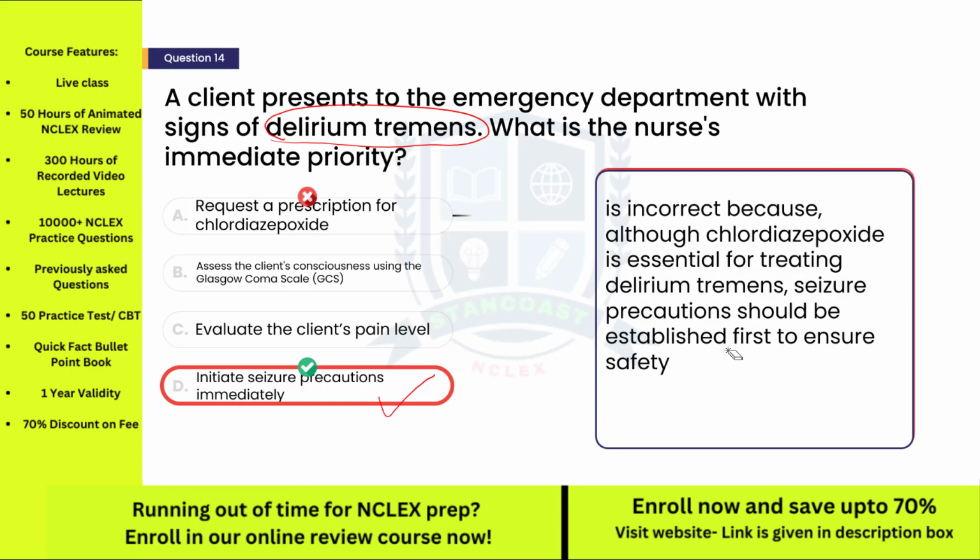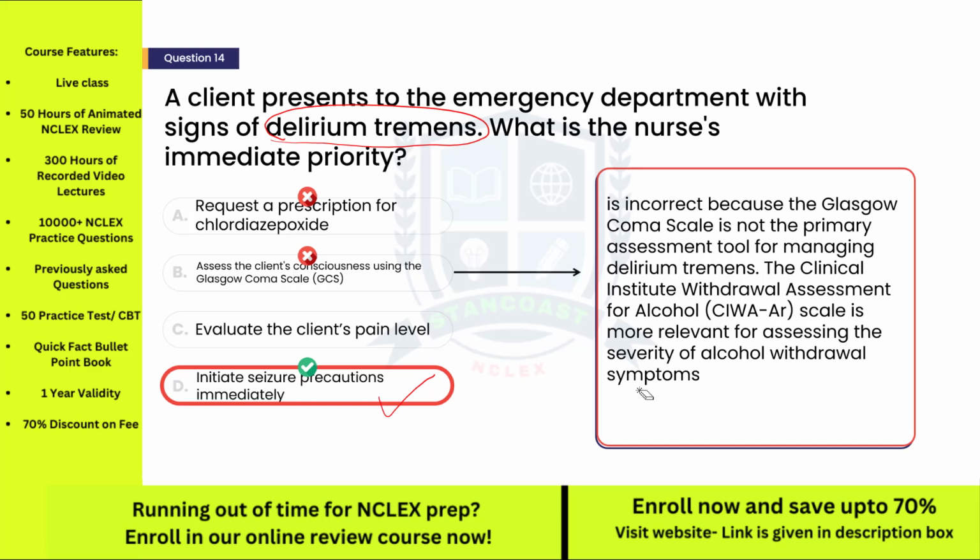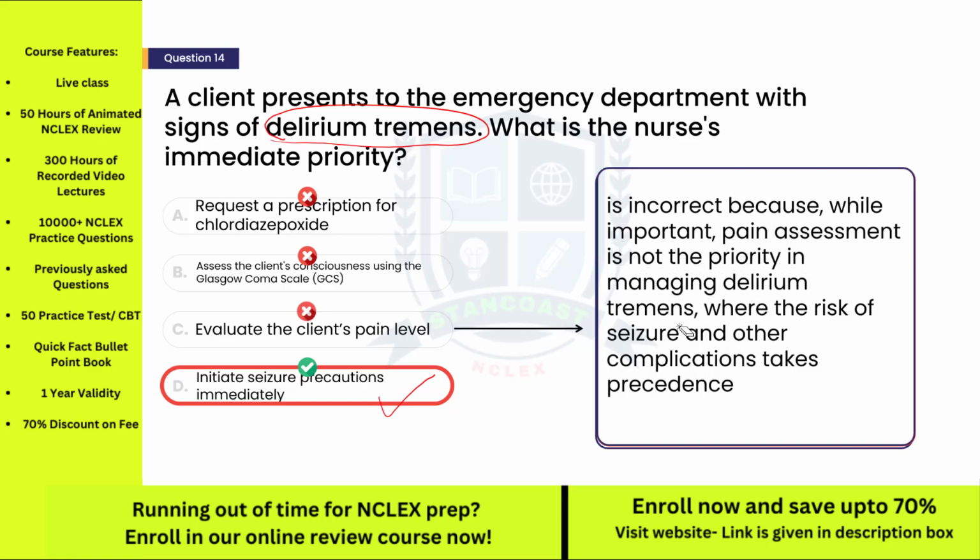A is incorrect because, although chlordiazepoxide is essential for treating delirium tremens, seizure precautions should be established first to ensure safety. B is incorrect because the Glasgow Coma Scale is not the primary assessment tool for managing delirium tremens. The Clinical Institute Withdrawal Assessment for Alcohol, CIWA-Ar, scale is more relevant for assessing the severity of alcohol withdrawal symptoms. C is incorrect because, while important, pain assessment is not the priority in managing delirium tremens, where the risk of seizure and other complications takes precedence.